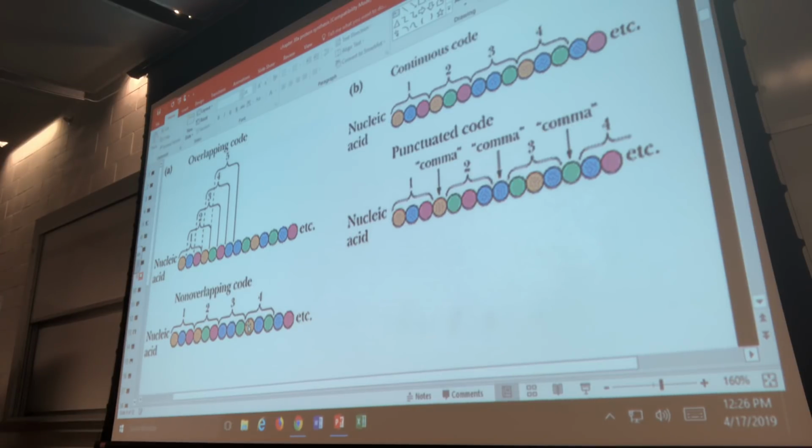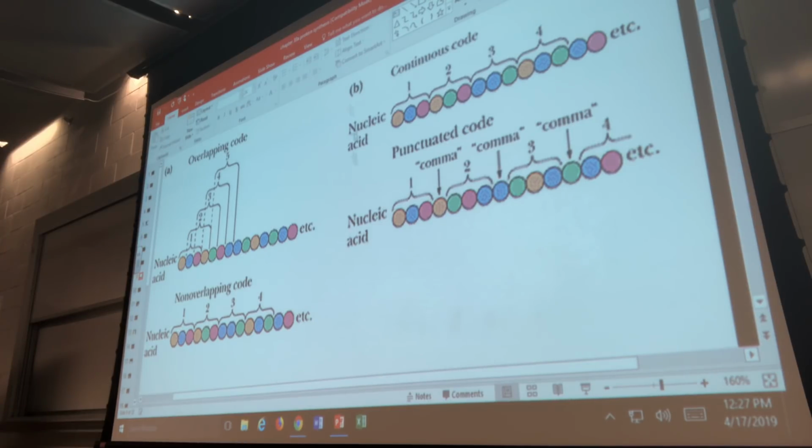That's because they're going to say somewhere in the text that these three bases will code for one amino acid, then the next three bases code for the second amino acid, so on and so on. The phrase non-overlapping code means you do not reuse any of the bases in the preceding codon.